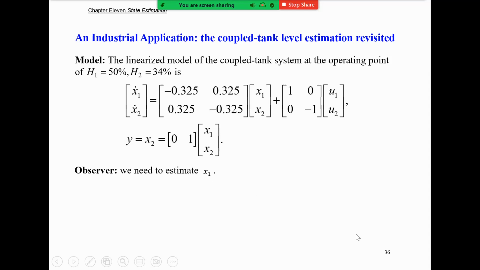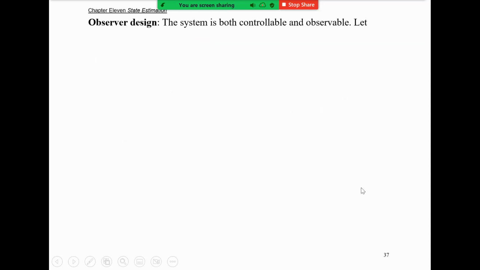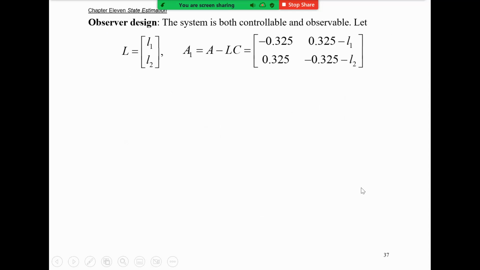We need to estimate x1. So we design the observer in a very simple way. We use A, B and also a feedback again in the observer. Because this is a second order system, it's very easy to do it with direct comparison, so we do it with direct comparison. For your mini project, the sixth order system also has multiple outputs, so you may use the full rank method.